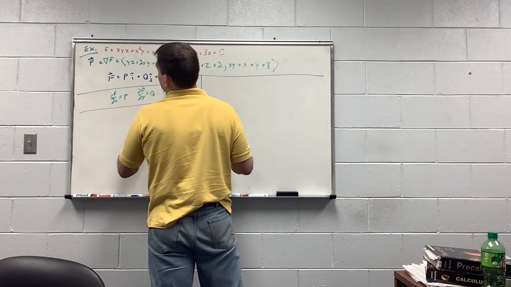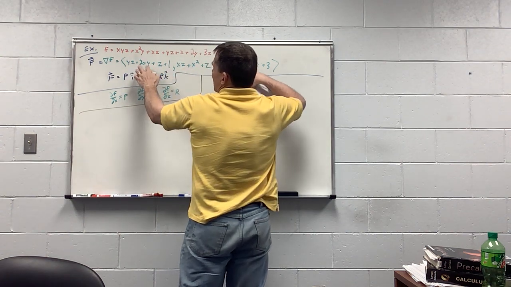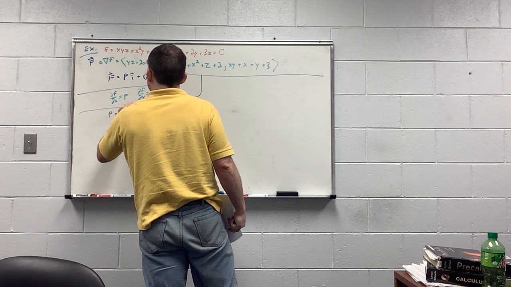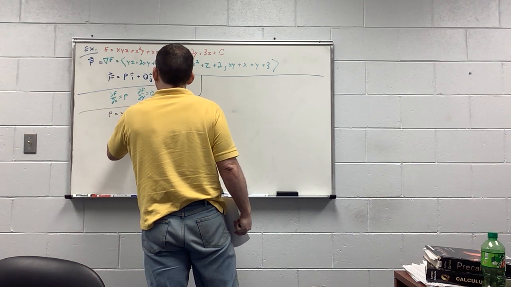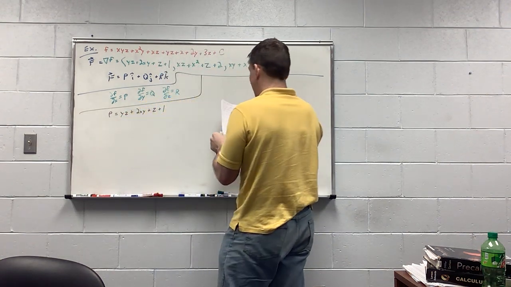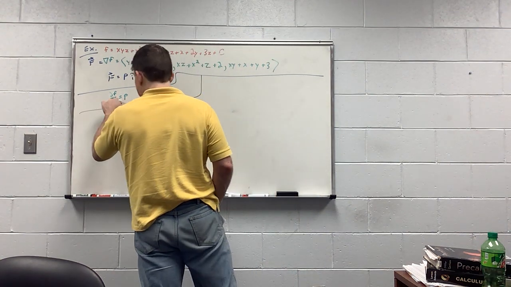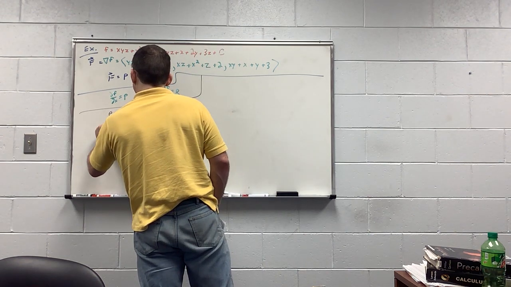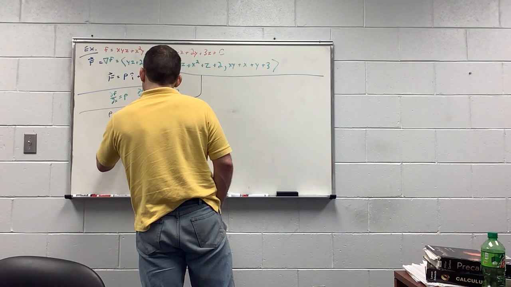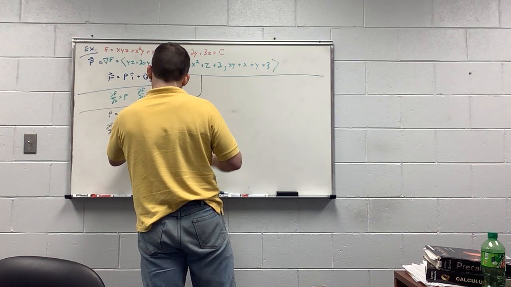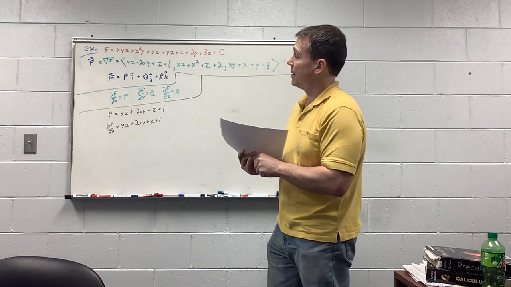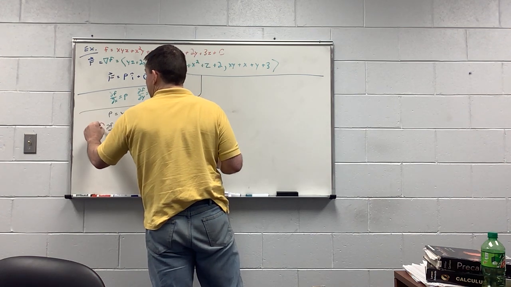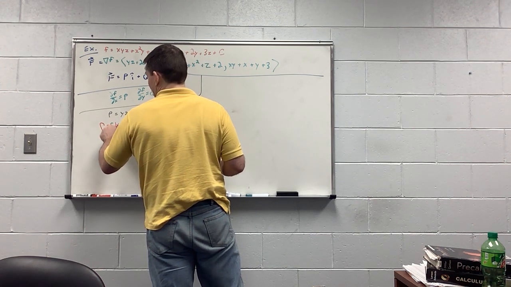So let's see. I know right here, since I already found my gradient and this is my f, that p is equal to yz plus 2xy plus z plus 1. Which then, of course, implies that since p is also the partial of f with respect to x, the partial of f with respect to x is yz plus 2xy plus z plus 1. To solve this easily enough, I'm just going to integrate with respect to x.